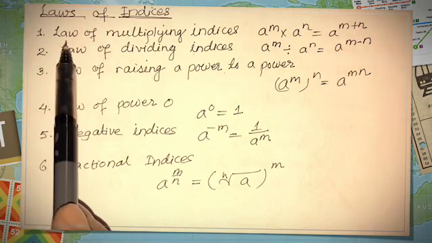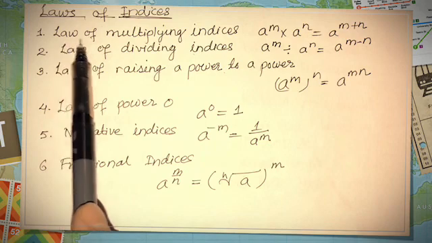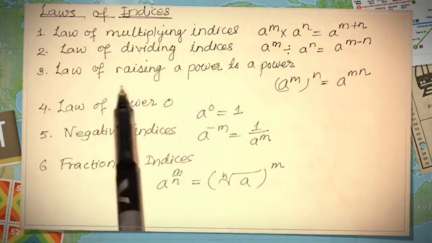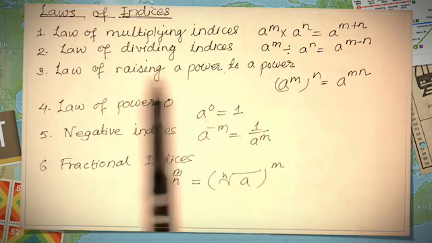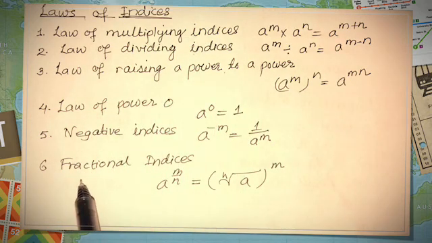And there are 6 laws of indices: multiplying indices, dividing indices, raising a power to a power, power zero, negative indices, and fractional indices. They are the 6 laws of indices that we are going to read today.